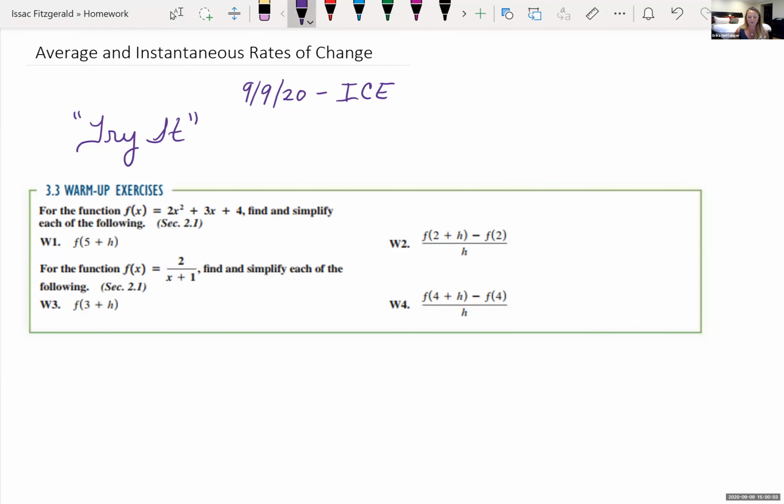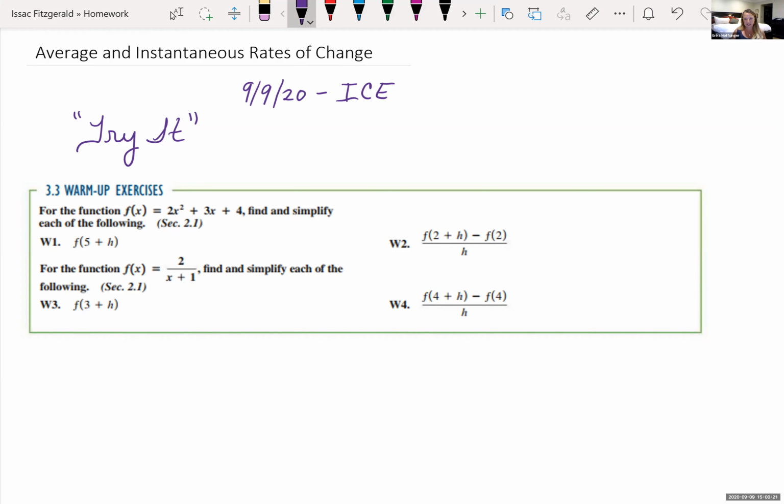So right now we are starting to get into one of the main parts of calculus. We're going to start talking about derivatives. But before we do that, we need to talk about average and instantaneous rate of change and what those are.